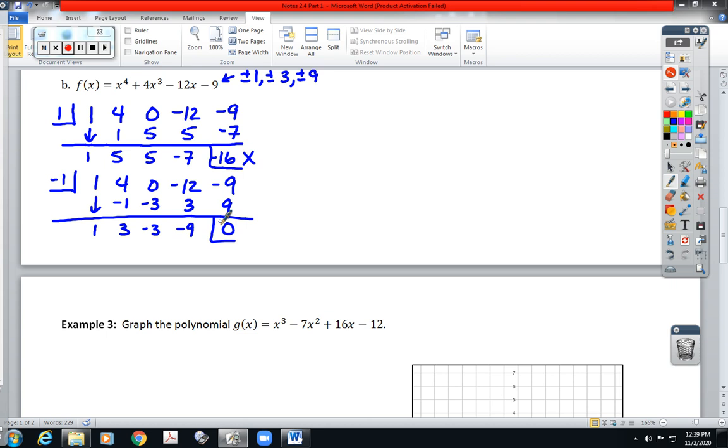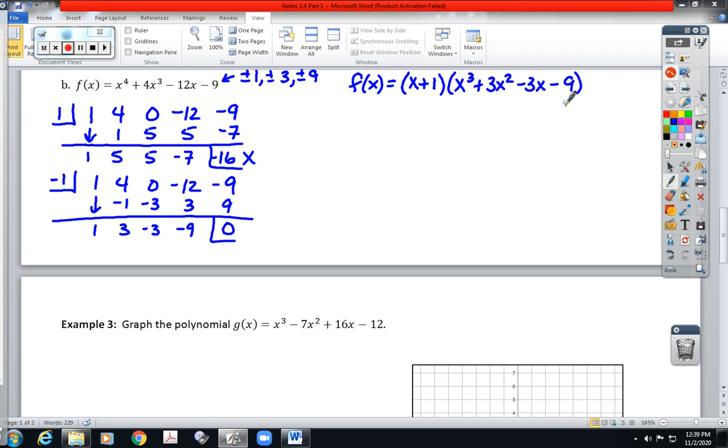Okay, now that sort of helps, but it doesn't help a lot, does it? Because that gives us that f of x factors into x plus 1, because negative 1 is in the box, so x minus negative 1 is x plus 1. Well, then we're left with x cubed plus 3x squared minus 3x minus 9. Now that can be factored by grouping.